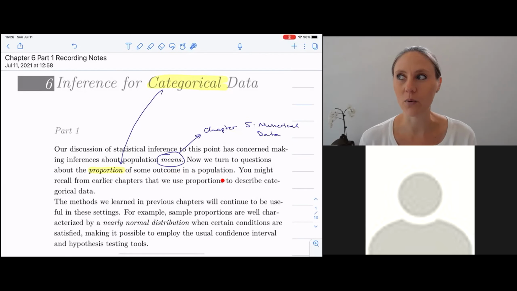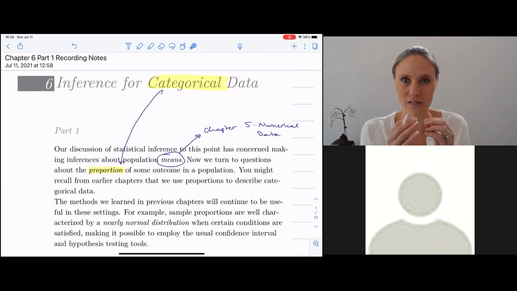In Chapter 1 for sure, and in Chapter 2, we talked about how proportions can be reported as percentages. But the decimal between 0 and 1 is a proportion. And proportions are also probabilities. But now we'll have probabilities about the proportion, so it can get a little bit sticky there. But as long as you remember that we're talking about proportions, you're okay.